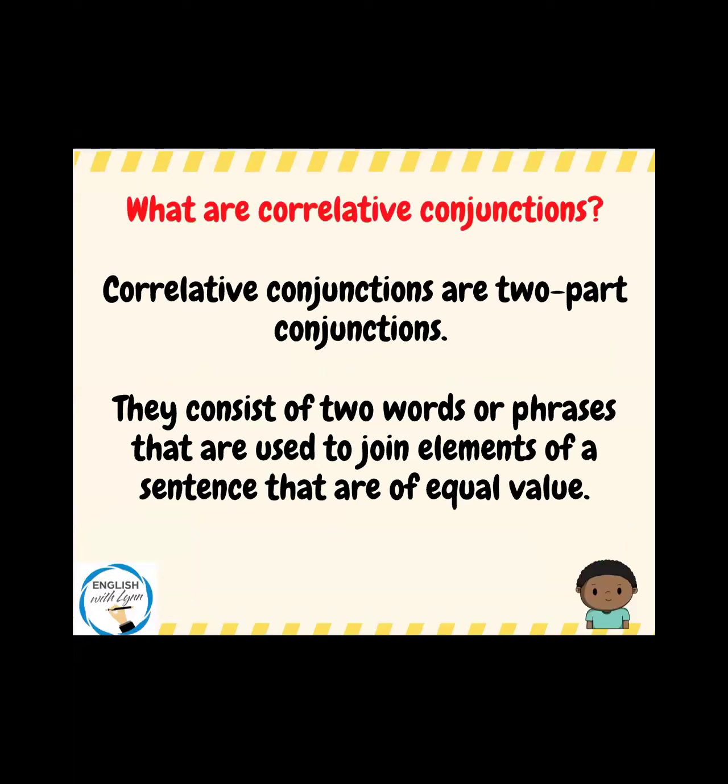Correlative conjunctions are conjunctions that are made up of two parts, and they are made up of either one word or two words or phrases that are used within a sentence to join elements that are of equal value. First of all, we'll have a look at some of the most common ones and their usage, and then I'll give you a few other examples that are slightly less common.